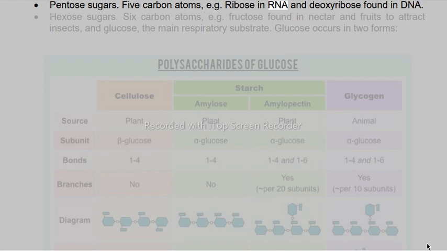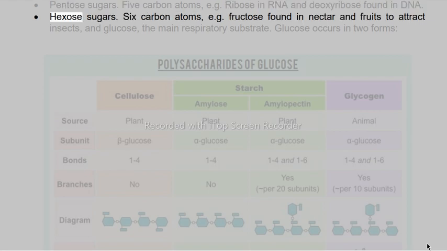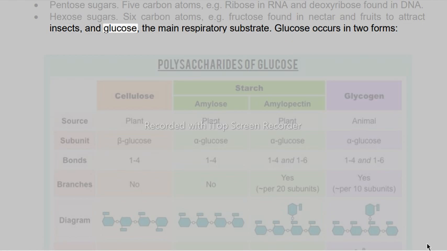Pentose sugars have 5 carbon atoms, e.g. ribose in RNA and deoxyribose found in DNA. Hexose sugars have 6 carbon atoms, e.g. fructose, found in nectar and fruits to attract insects, and glucose, the main respiratory substrate. Glucose occurs in 2 forms.